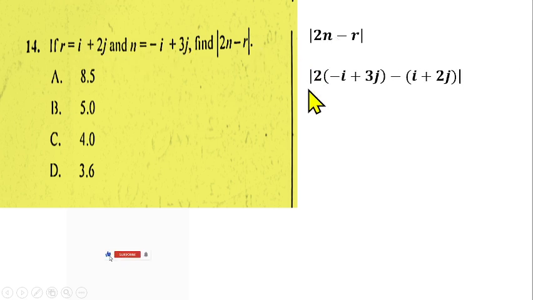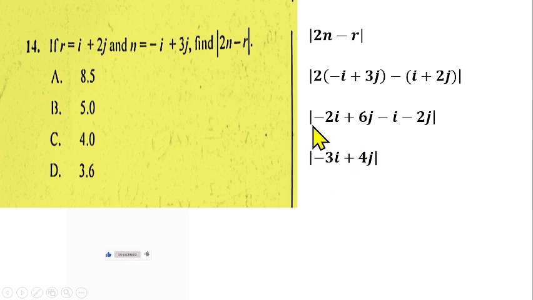So we'll have the absolute value of 2 into vector n is this, minus vector r is this as well. And you should know the reason why we are putting this one in bracket, because this minus will affect everything in the bracket. If you open the bracket, we have the absolute value of 2 multiplied by the bracket, we have minus 2i plus 6j. Then this minus will open this bracket, we have minus i minus 2j. Collect like terms, minus 2i minus i will give us minus 3i. Then 6j minus 2j gives us 4j.